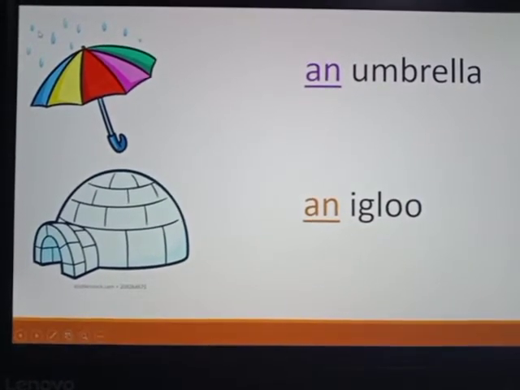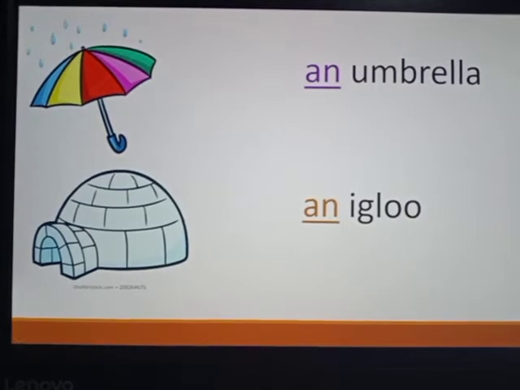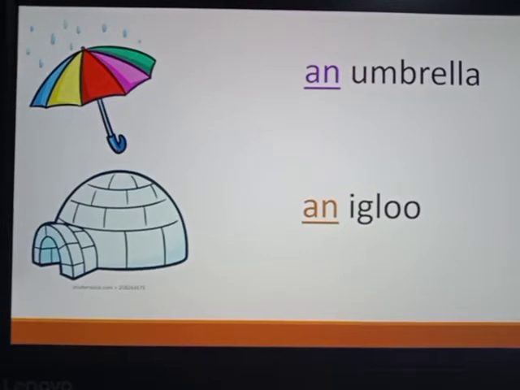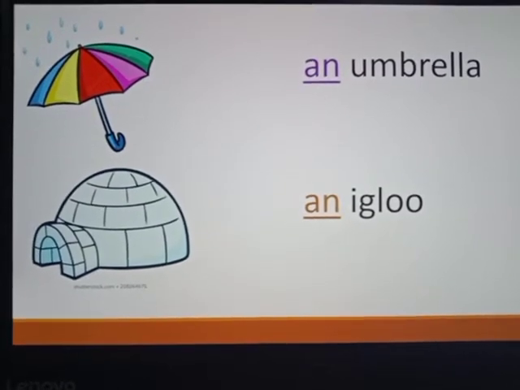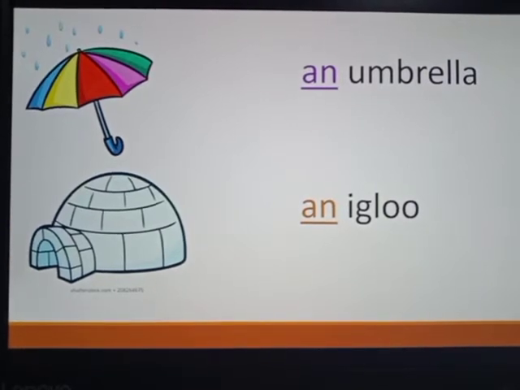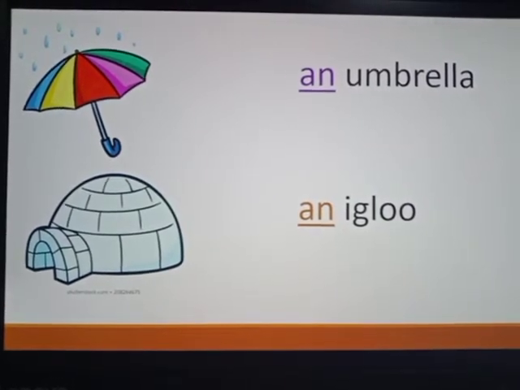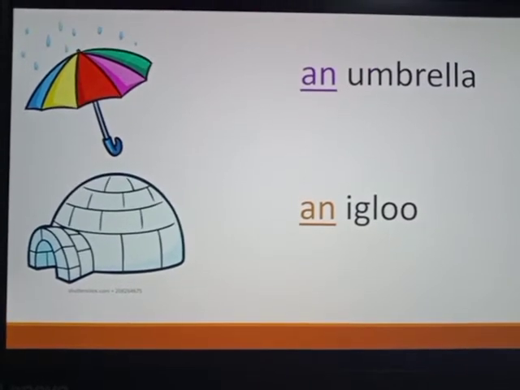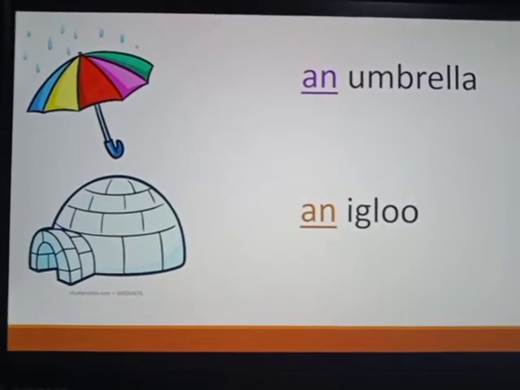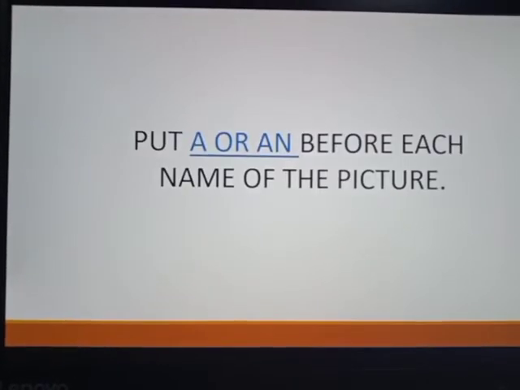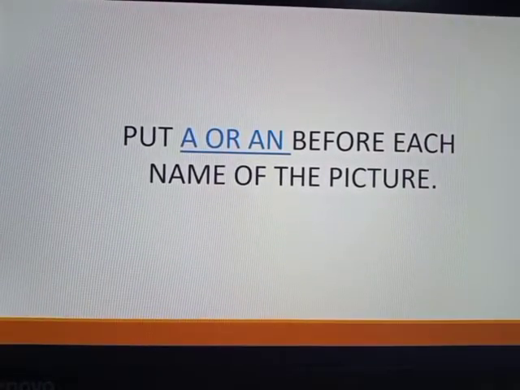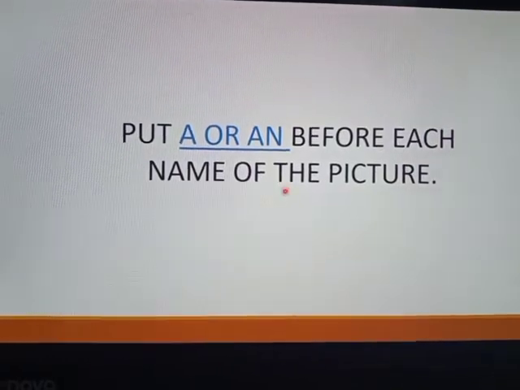So, now you understand where to use A and where to use an. A is the best friend of consonant letters and an is the best friend of vowel letters. So, we have to use an before words that begin with vowel sounds and we use a before words that begin with consonant sounds. Now, let's do an activity. We have to put a or an before each name of the picture.